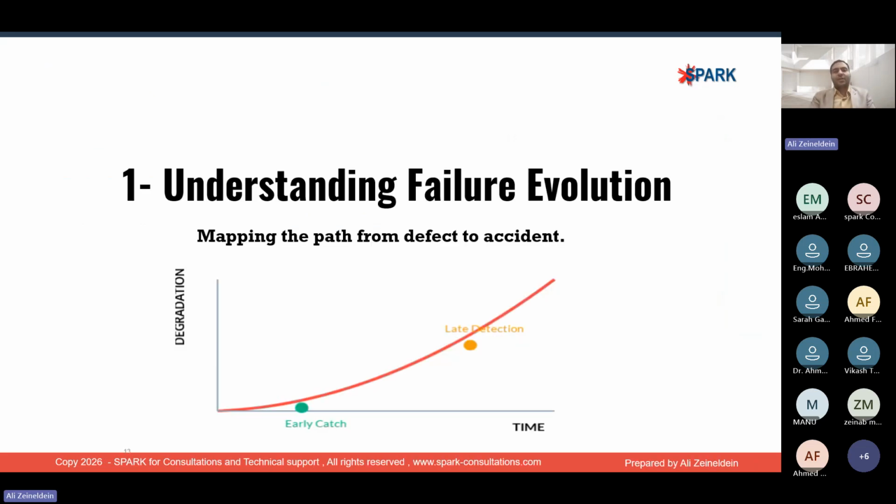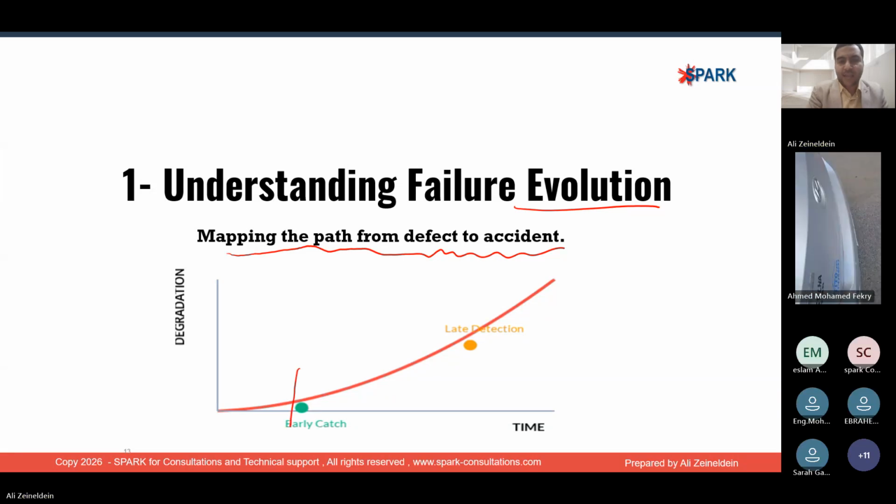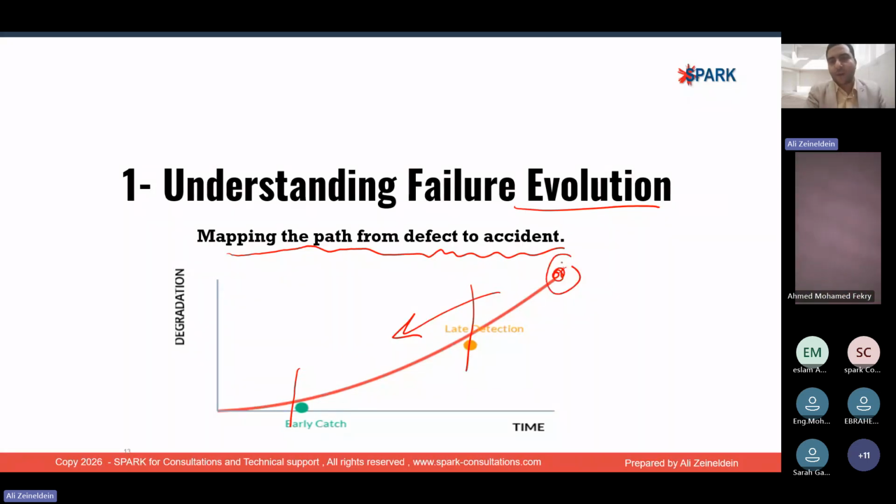The first thing that we will discuss today is understanding failure evolution, specifically mapping the path from the defect to the accident. From this chart, we can see that this is early catch and this is late catch. We can see this is the point of no return, and the failure will occur anyway. So this is the relationship between time and degradation. And we are going to talk about the failure propagation until reaching the accidents.